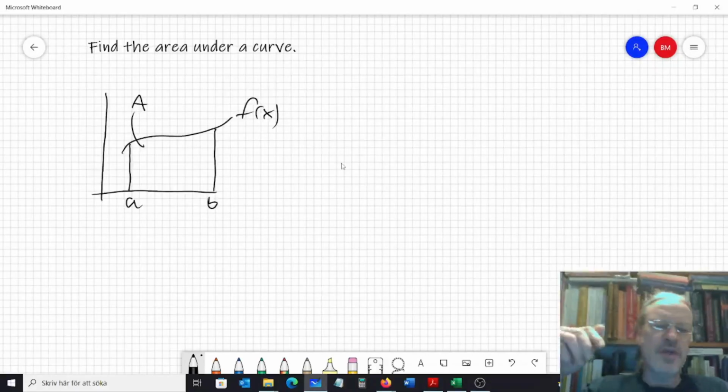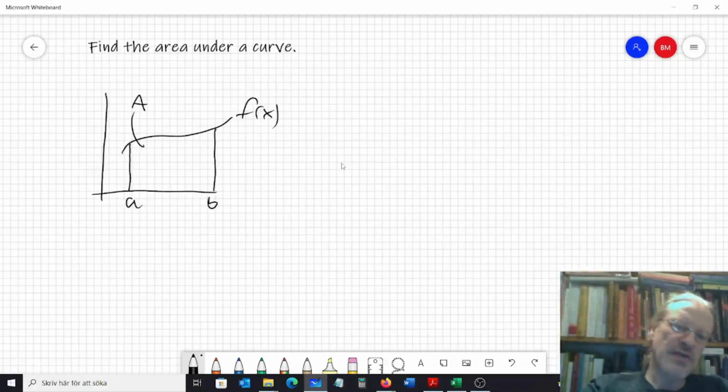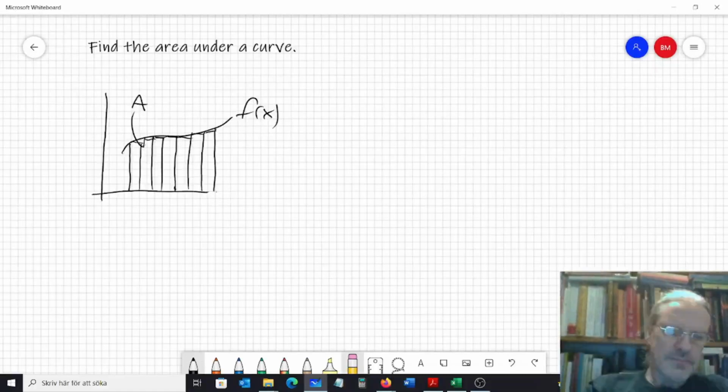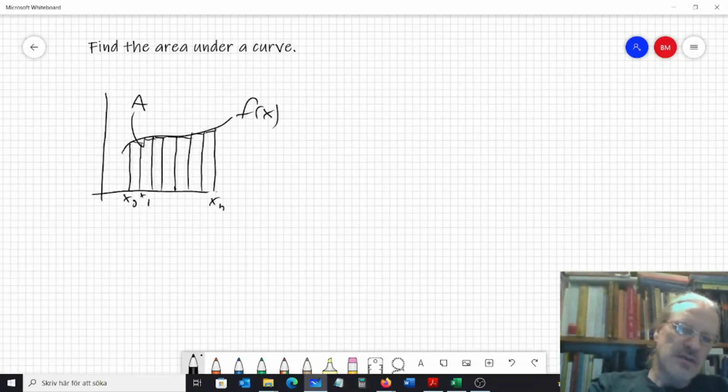An approximate way to find that is to split this area into little stripes, something like this. And each of these stripes will have the height corresponding to the function value at the beginning of that times the width of it. So let us give these points some names. We call this x0, and then we have x1 and so on up to xn. So x0 is a, and xn then in the end is b.